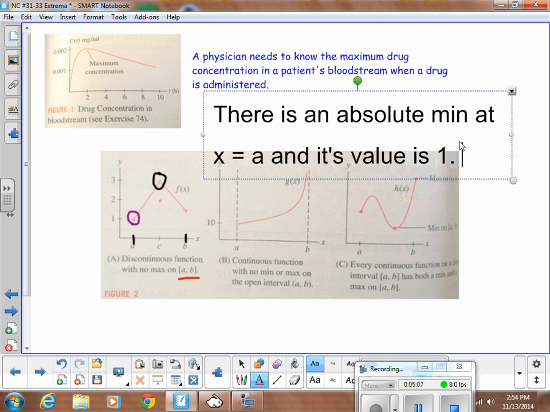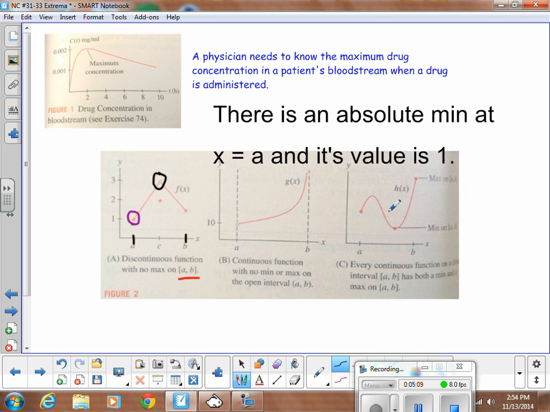So when we're referring to absolute max and mins, it's very important that you state this stuff correctly. Where they occur is at an x value. What the value is, is the y. So occurs at x, value is y. So here the absolute min occurs at a and its value is 1.